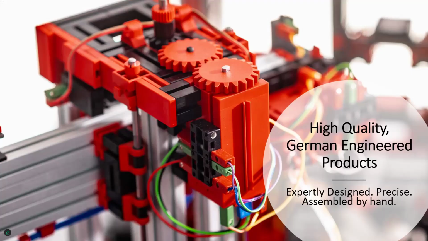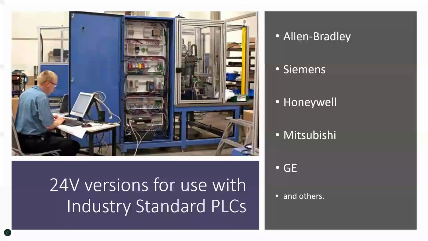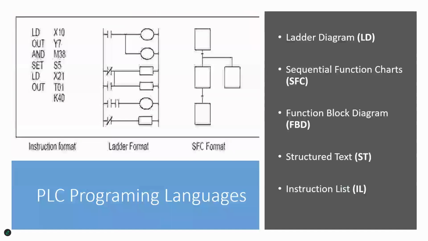The next factor, and a very important one, is quality. Each Fisher-Technic simulation model is a hand-assembled, high-quality, German-made product. Now, the majority of the models in the Fisher-Technic simulation line, including, of course, the Agile Production Simulation model we're going to look at today, are 24-volt models which were designed specifically for use with the latest industry standard PLCs. While the APS model that we're looking at today already includes all of the PLCs and all the necessary components within its scope of delivery, other Fisher-Technic 24-volt models can be controlled using the PLC of your choice, as well as the programming language that you prefer.